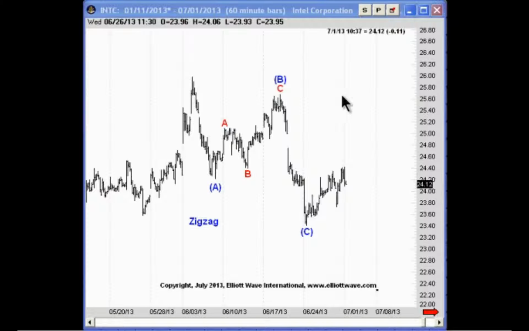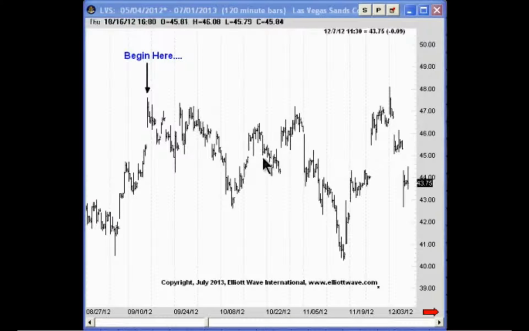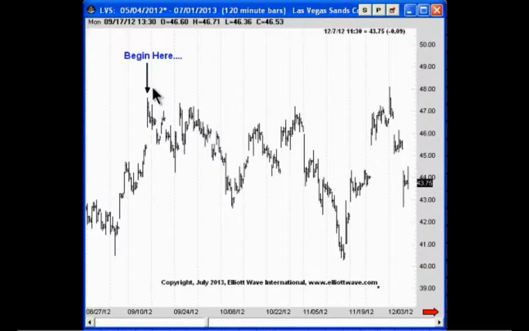Now, let's look at another corrective wave pattern. Again, beginning here, I'd like you to actually apply the wave principle to this price action, beginning at this point, moving to the far right.